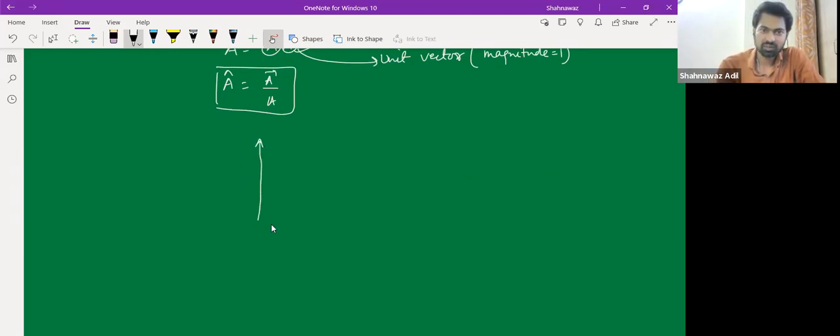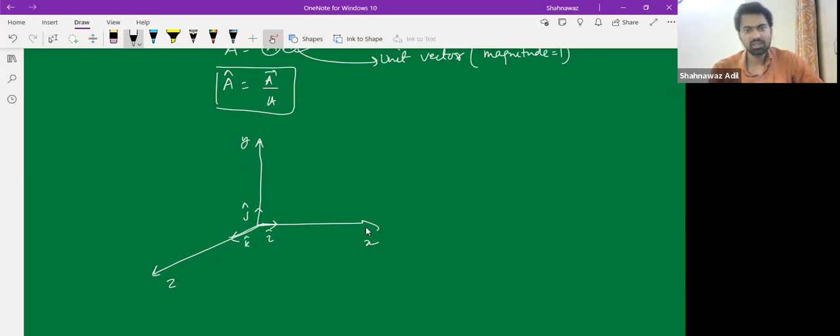If we move 1 unit in the x direction, this is called the i cap. If we move 1 unit in the y direction, that is called the j cap. And if we move 1 unit in the z direction, that is the k cap. Let's say I move 3 units in the x direction, that would be 3i. And if I move 5 units in the z direction, that would be 5k.